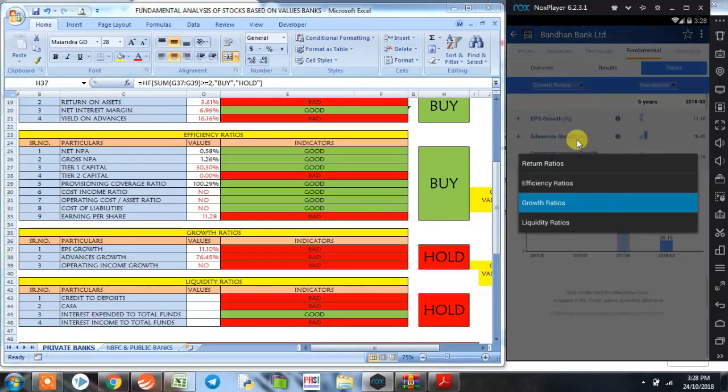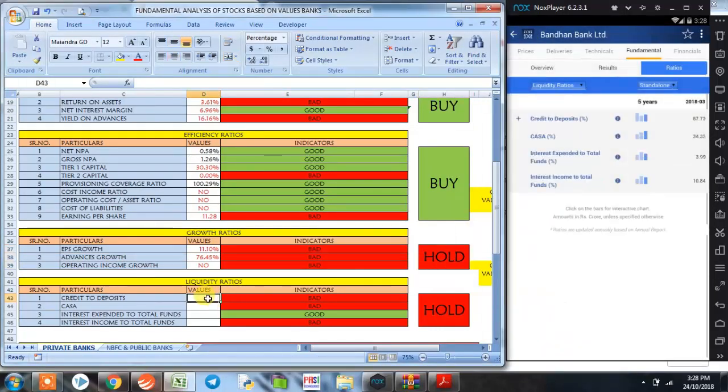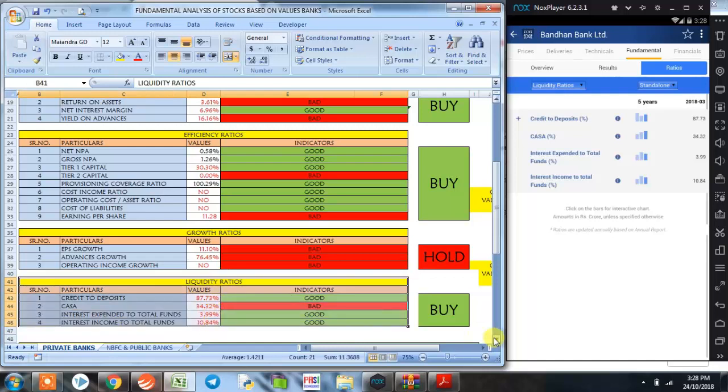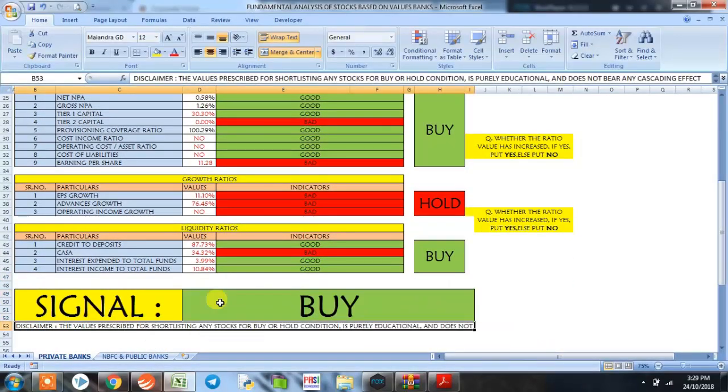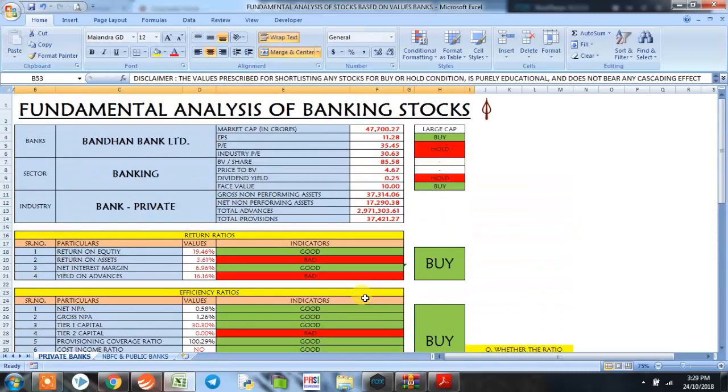Now coming on to liquidity ratio, the first is credit to deposit ratio, which is 87.73. The CASA percentage is 34.32. Interest expended to total fund is 3.99, and interest income to total fund is 10.84. So overall liquidity ratio has also given us a signal to buy the stock at this point of time. Now the program in its entirety has also given us a signal to buy the stock at this point of time.